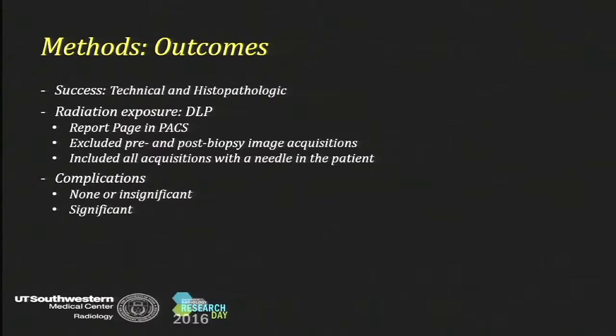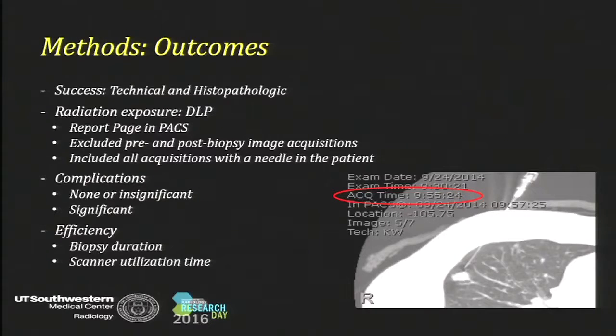Complications were defined into 2 groups, none or insignificant, such as no complication or a small pneumothorax, where the patient didn't have to be hospitalized or get a chest tube, and then a second group where there was a significant complication, we had to put a chest tube, further intervention or hospitalization. Last but not least, efficiency of the procedure was calculated based on biopsy duration or scanner utilization time, and we did that based on the timestamp on the actual images from beginning to the end of the biopsy, as well as the scout image to the last image that was taken.